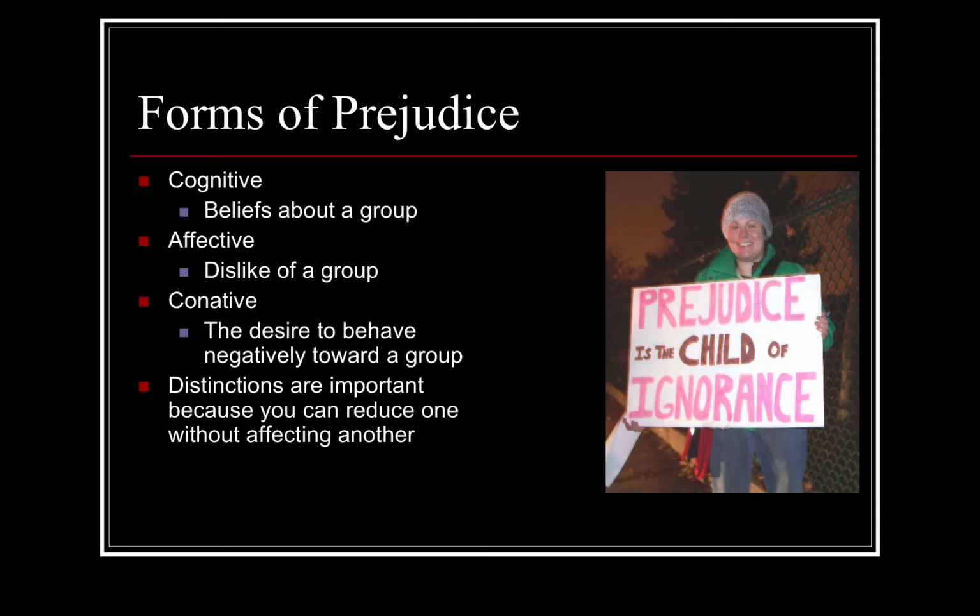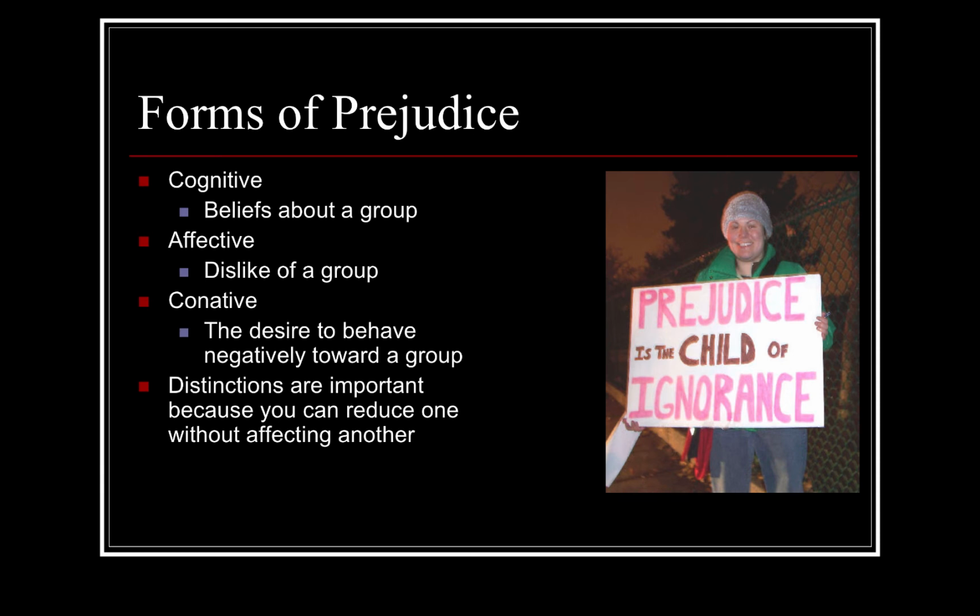There are different types of prejudice: cognitive, affective, conative. Cognitive prejudice is a belief about a group, what someone thinks about a group. Affective prejudice is a dislike for a group, a feeling towards a group. And conative prejudice is a desire to behave negatively toward a group. You want to act out, usually in a harmful way, toward that group.